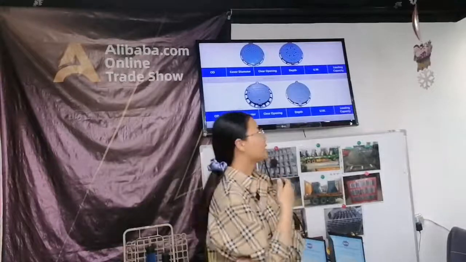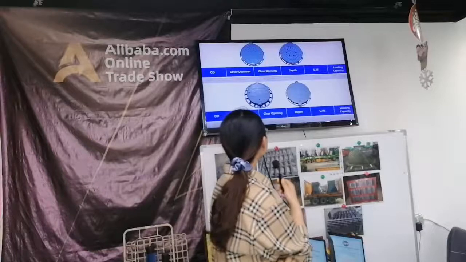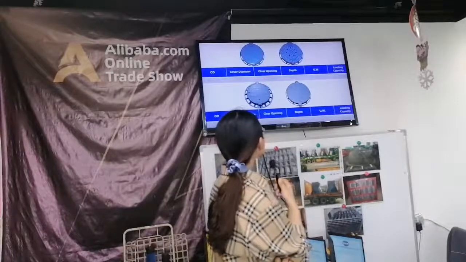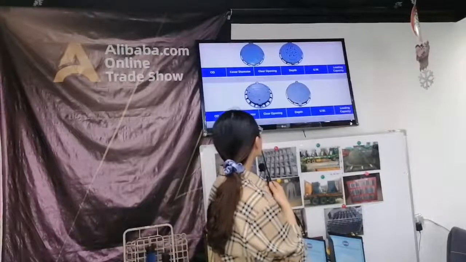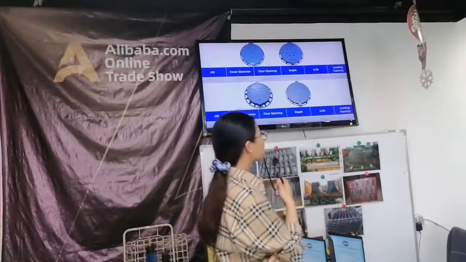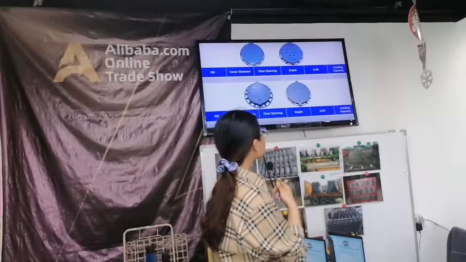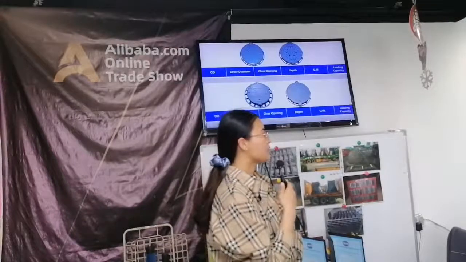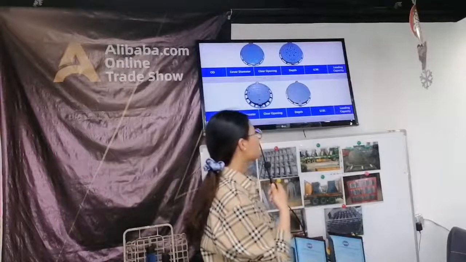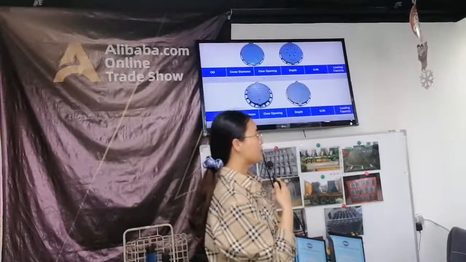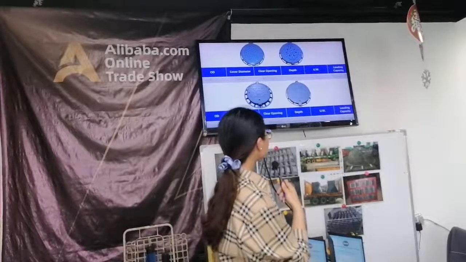If you need the bearing capacity about 40 tons, you can try this. The first one: the outer diameter is 650 millimeter, the cover diameter is 540 millimeter, the clear opening is 510 millimeter, the depth is 100 millimeter, and the unit weight is about 58 kilograms.